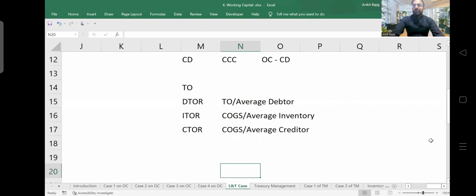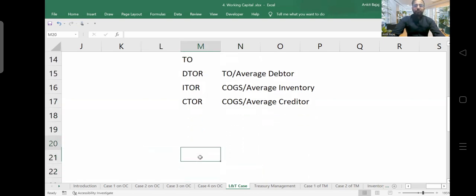Once you calculate the inventory turnover ratio and creditor turnover ratio, after that you can calculate the debtor days. How will you calculate the debtor days? It is 365 divided by DTOR. The formula is 365 divided by DTOR.